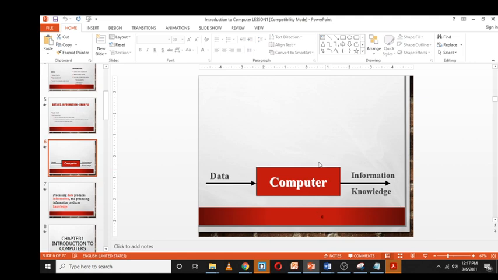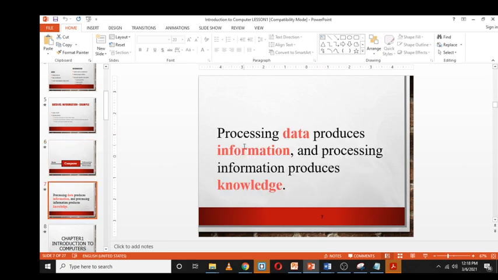So in the computer, this is exactly what happened. We have data that is being processed here by the computer in order for it to give us information and knowledge. Okay, so this is just a structure of how data is processed into information. Once you enter data into your computer, the computer will process that data and it will give out information, which becomes knowledge. It explains here that the processing of data produces information and processing of information produces knowledge, just like we have explained.